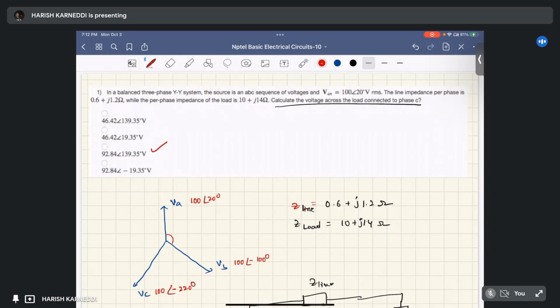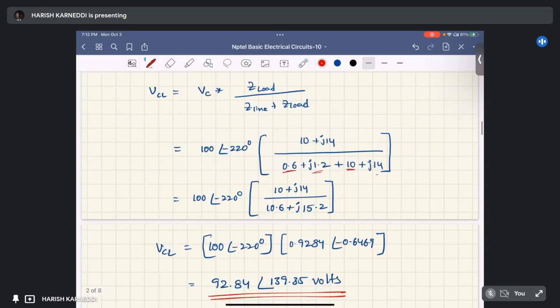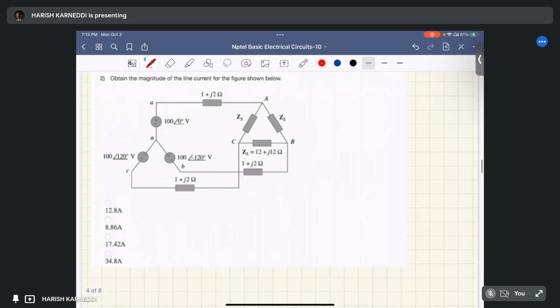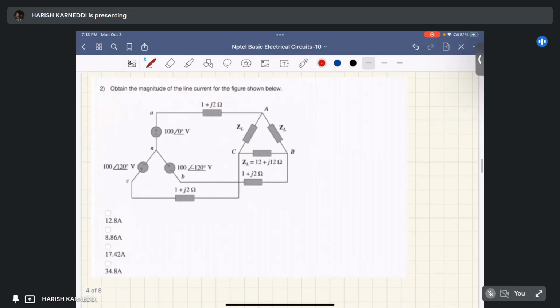I hope this question is clear. Moving to the next question. So next question. Obtain the magnitude of the line current for the figure shown below. It means we have to find out the magnitude of the line current. It means we have to find out only the magnitude.